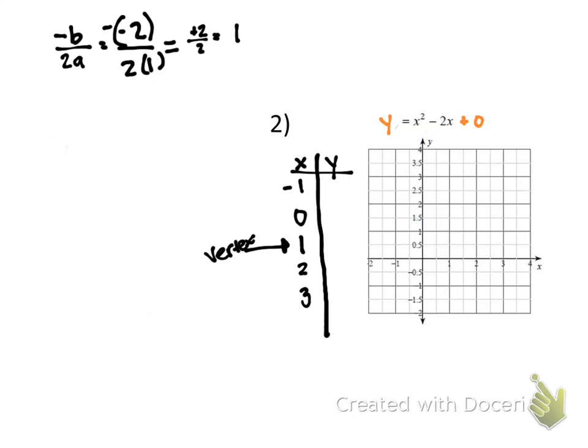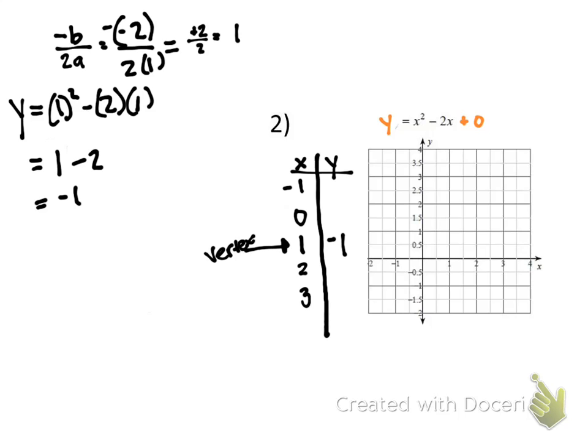Going to the original equation, y is equal to, and whenever I see an x, I'm putting in a 1 this time. I'm inputting a 1 into my function. 1 minus 2 is equal to negative 1. So we know our vertex is going to be at negative 1. Okay, continuing on here.